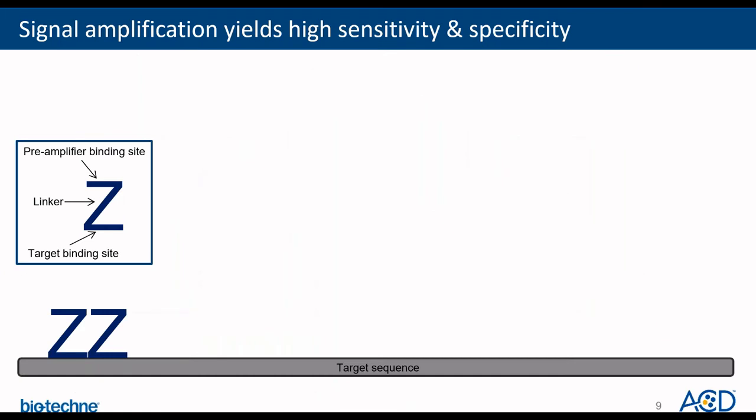Here we walk through how signal is amplified with the RNAscope assay. The two key features of our technology are the probe design, as we just described, and the signal amplification system.